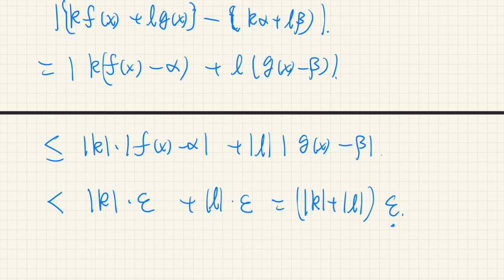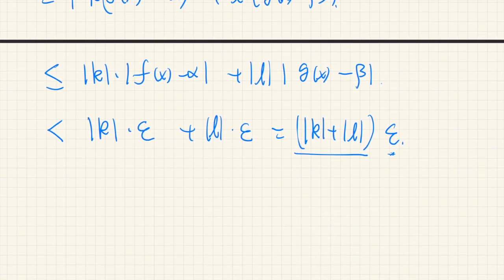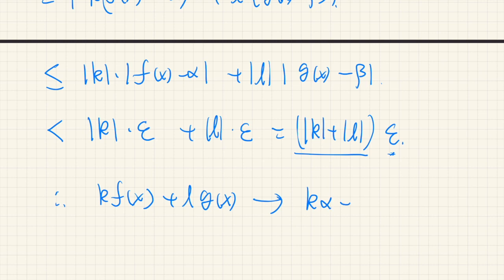But epsilon is any positive real number, so this constant times epsilon is also an arbitrary positive constant. So that means the limit of the linear combination of these functions is the linear combination of the limits. Therefore, this linear combination converges to k alpha plus l beta as x goes to a. And we are done.